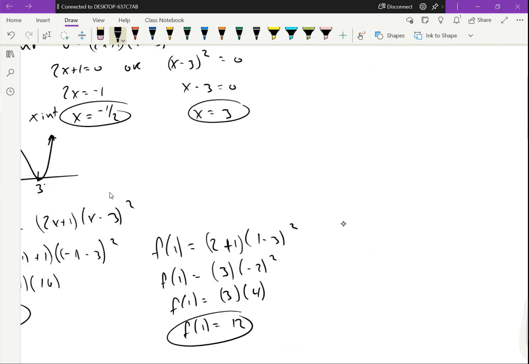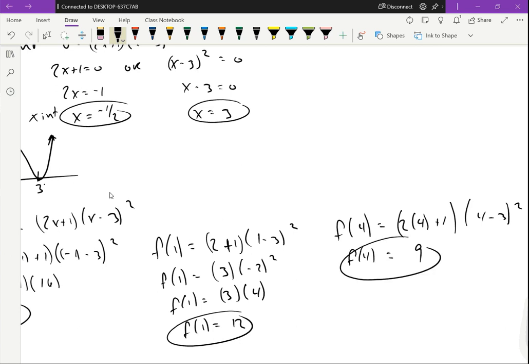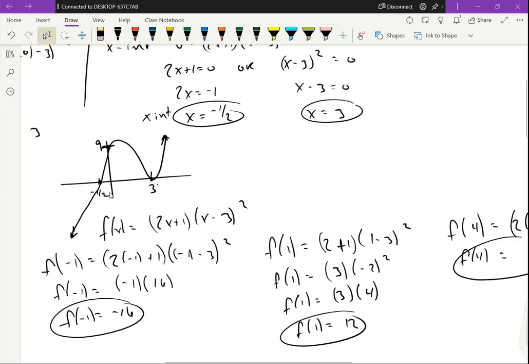And let's pick another point on the right side of 3. Let's go ahead and just pick 4, just a little bit to the right there. So then we'd end up with 2 times 4 plus 1 multiplied by 4 minus 3 squared. So it's going to be 8 plus 1 is 9. 4 minus 3 is 1, squared is just 1. So f of 4 is going to end up being 9. So that allows us to come back into our graph and go ahead and write this out a little bit nicer.